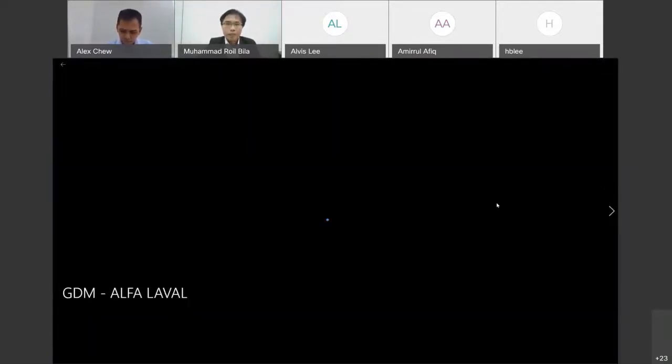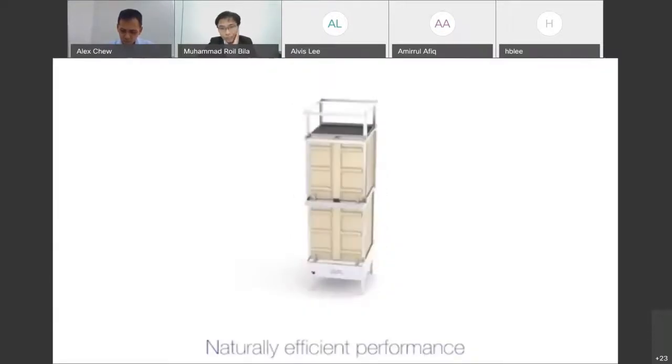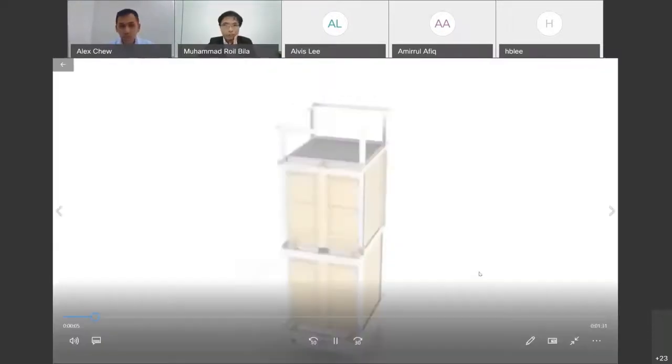In this technology, this technology is the one developed by Alfa Laval from Denmark.